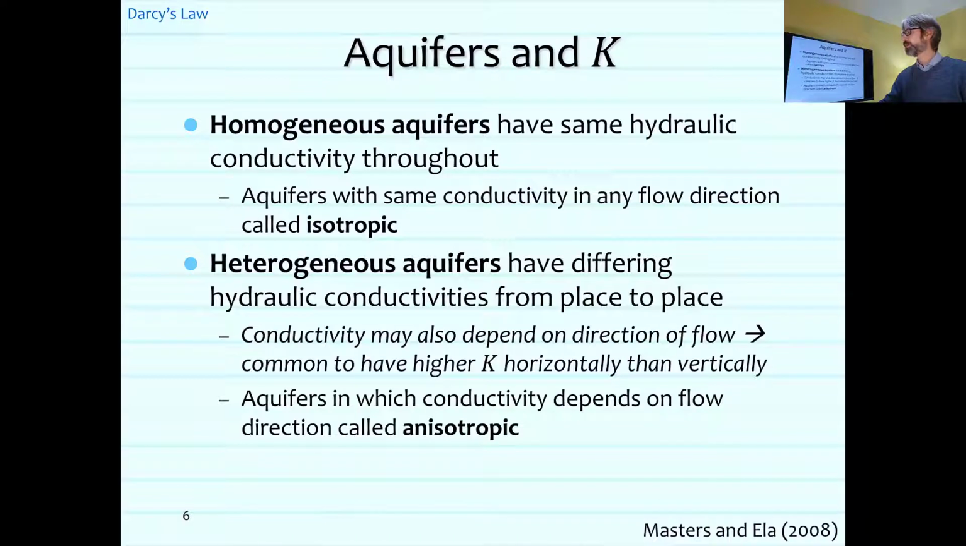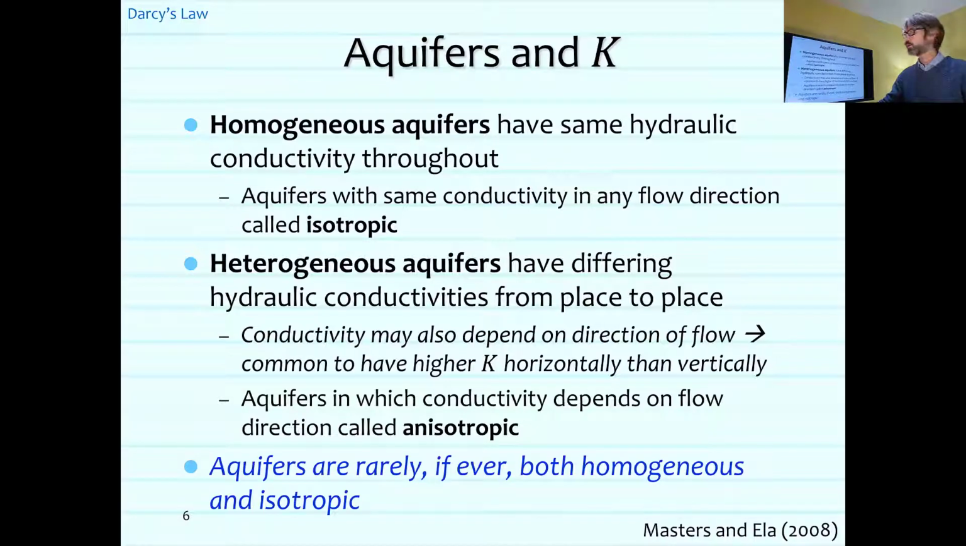The conductivity may also depend on the direction of flow, so it's common to have a higher conductivity K horizontally than vertically. Aquifers in which the conductivity depends on the flow direction are called anisotropic. And aquifers are rarely, if ever, both homogeneous and isotropic.